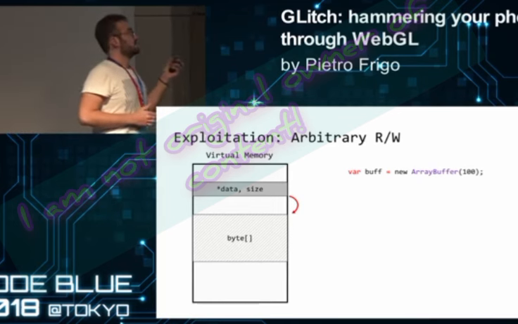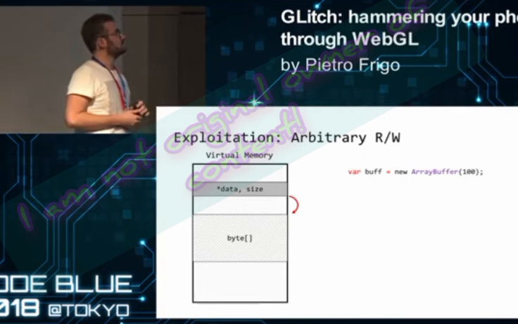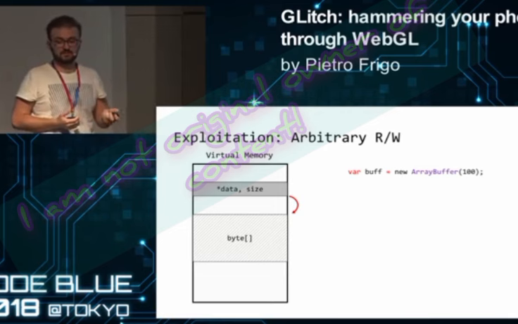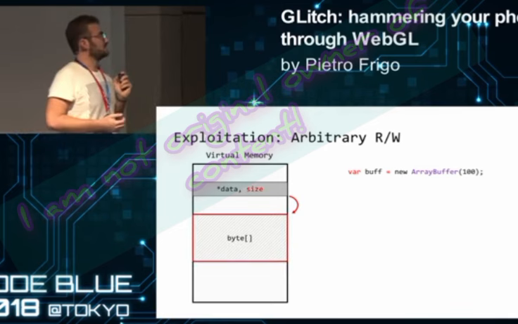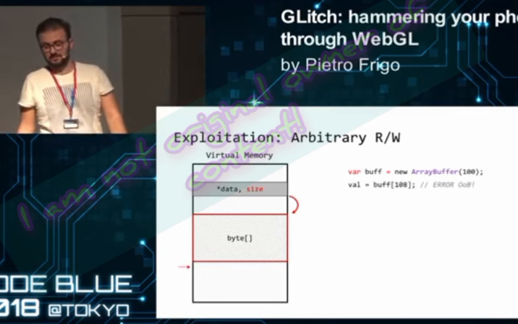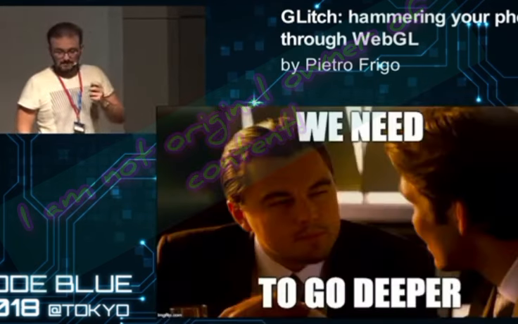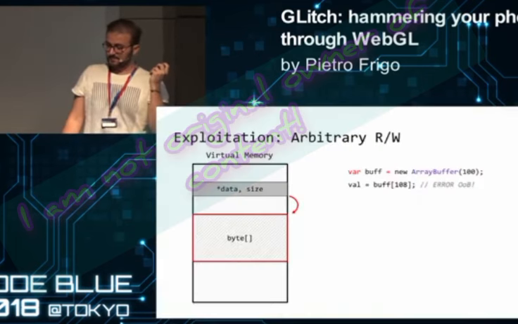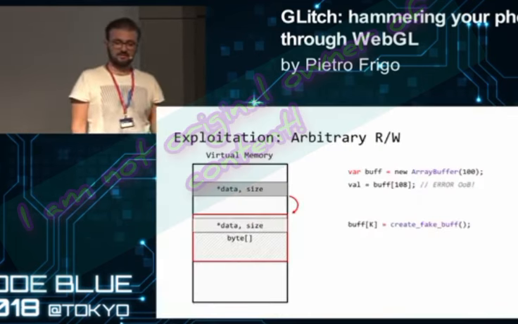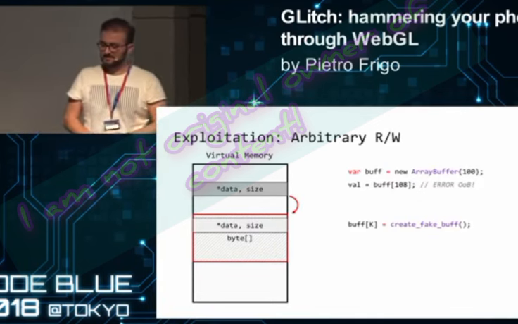Now an array buffer has a header with a pointer to the data, and the data is just a byte array. And then it has a size value that tells you how big the array is. The problem with the size is that if you want to perform an access out of bounds, of course it's going to trigger an error, because you're not allowed to read that. And as a consequence, we need to go deeper. And with this, we mean that you actually need to create a fake array buffer inside the array buffer, so it's kind of an inception, and that's why the reference.